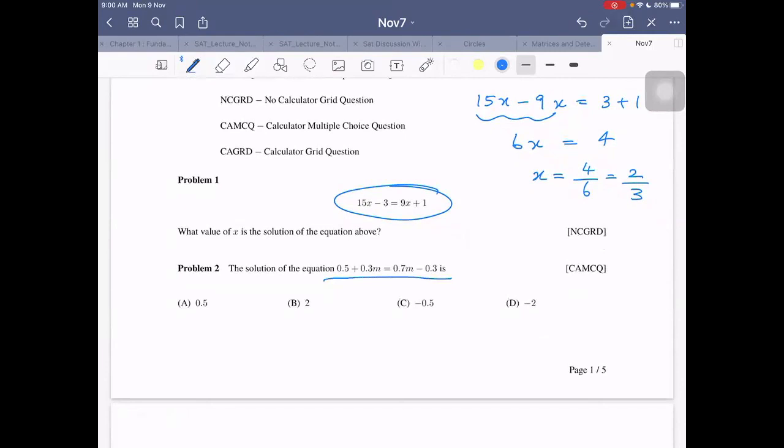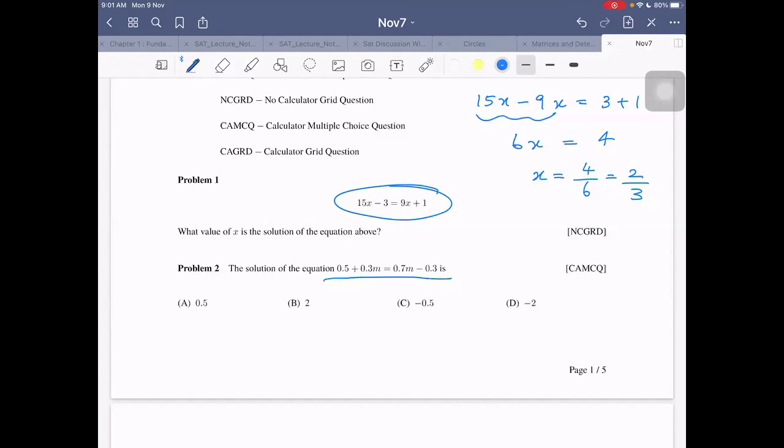The solution of the equation 0.5 plus 0.3m is equal to 0.7m minus 0.3. Instead of integers, you have decimals. Now we are very comfortable doing decimal operations, decimal arithmetic. So here you should be careful. There's nothing wrong in collecting the variable on LHS or collecting the variable on RHS. But our thumb rule is, as far as possible, try to collect the variable on the side which will make the coefficient of the variable a positive number.